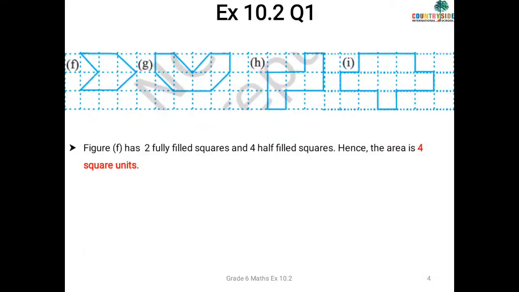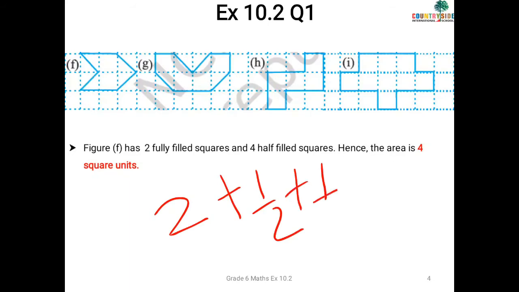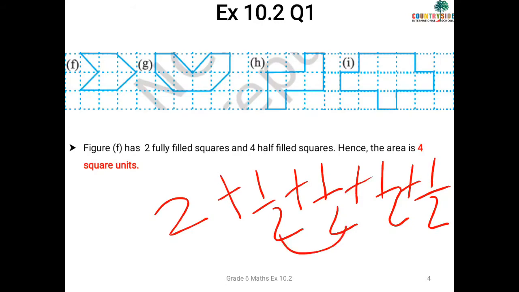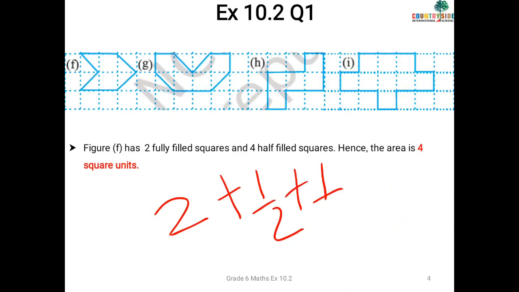In F, I have written the statement. See, you can clearly understand. 2 fully filled and 4 half filled. So that's why the total is 4. How 4? See. 2 plus half plus half plus half plus half. Half plus half 1, half plus half 1. So 2 plus 1 plus 1, the answer is 4. Clear? So in this way, you do not need to worry about anything.